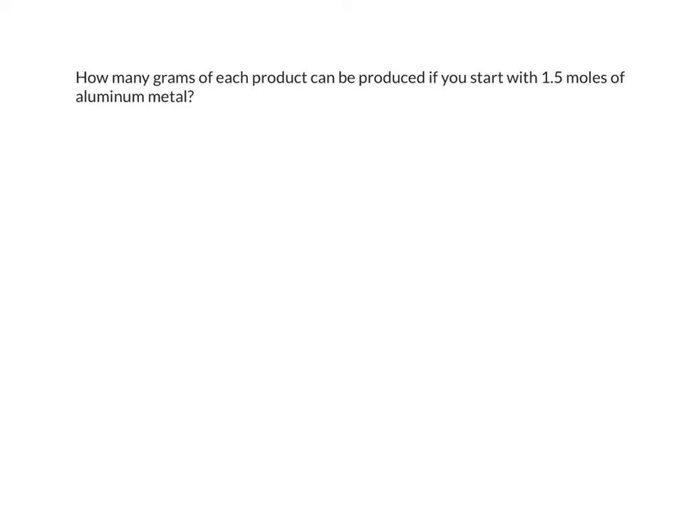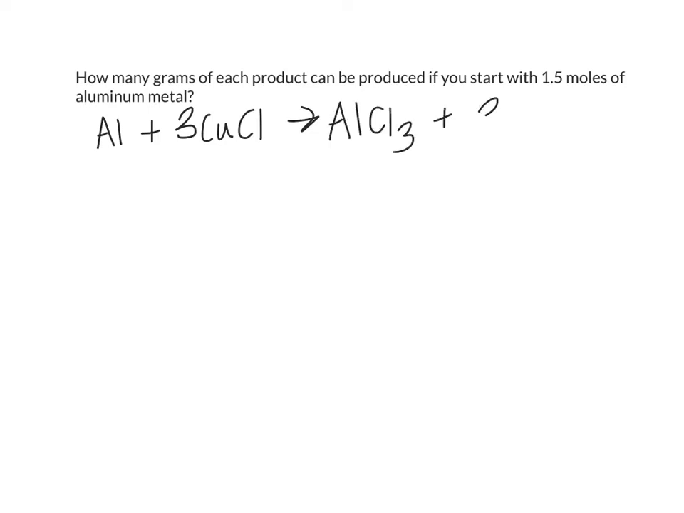So the next portion of the question asks us how many grams of each product can be produced if you start with 1.5 moles of aluminum metal. So let's start off by rewriting the balanced equation. So we have aluminum plus 3CuCl yields AlCl3 plus 3Cu. So we're asked to find grams of each product, so we need grams of aluminum chloride and grams of copper.